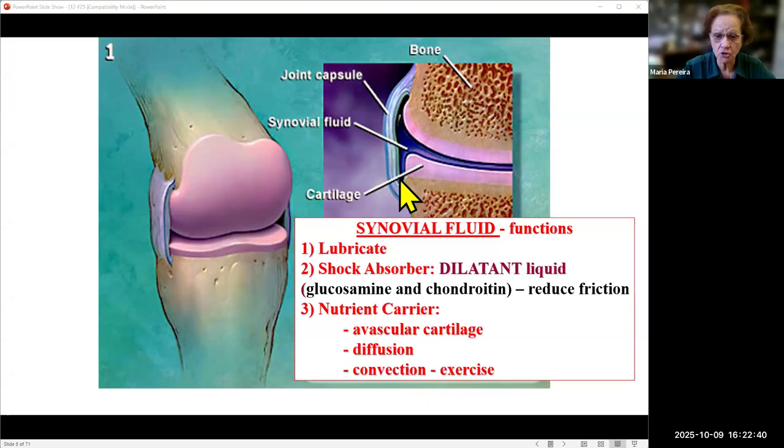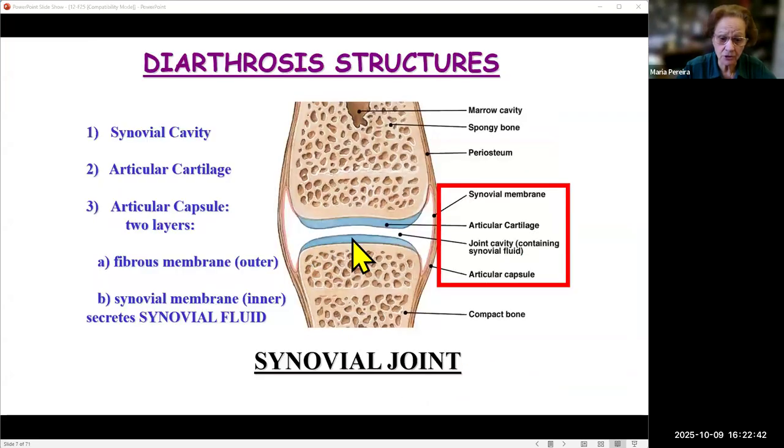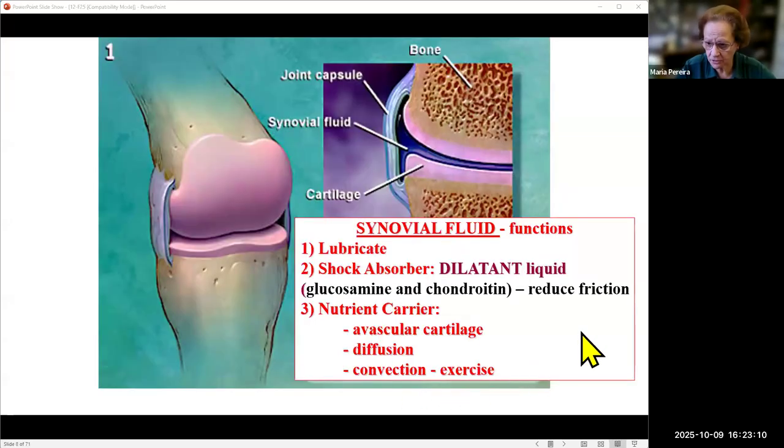What does that mean? Within the synovial cavity, while you're doing exercises, the synovial fluid moves around. That's why it's so good to do exercise also, to maintain the optimal condition of the articular cartilage, because the more you move around, the more the synovial fluid moves around and hits the articular cartilage, providing nutrients by diffusion and convection.